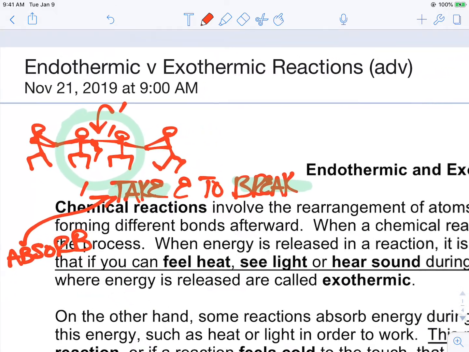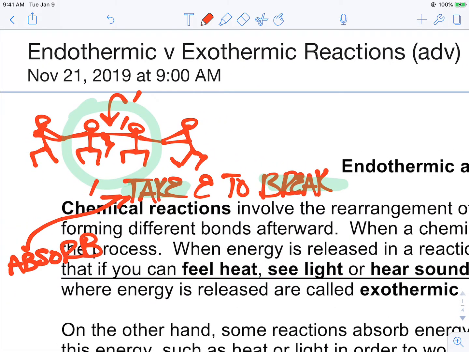And then this type of reaction, since we're taking more energy in to break bonds apart, is called an endothermic reaction. So I'm going to write endo for short.